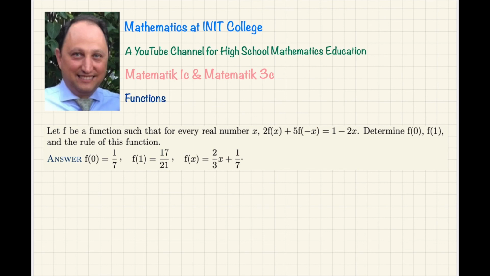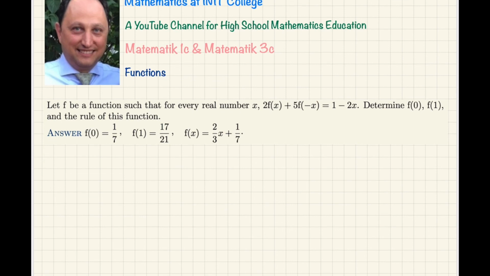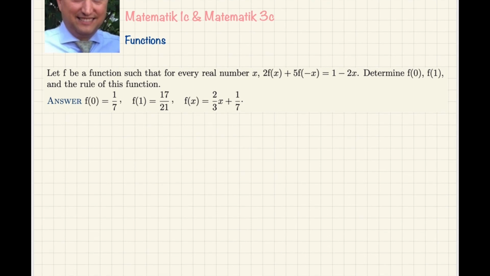Okay, now let me solve the problem. Of course, you can answer the first part and the second part by just doing the last part. Because if you can find the last part, you can calculate f of 0. If you plug 0 here, you get 1 over 7. And if I plug 1 here, it becomes 2/3 plus 1 over 7, and if you calculate that, it becomes indeed 17 over 21.